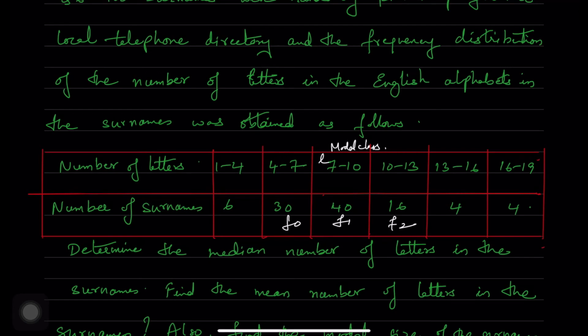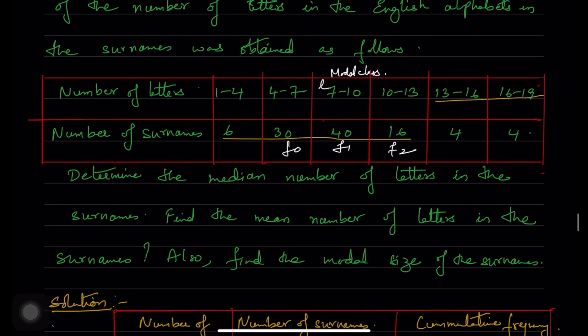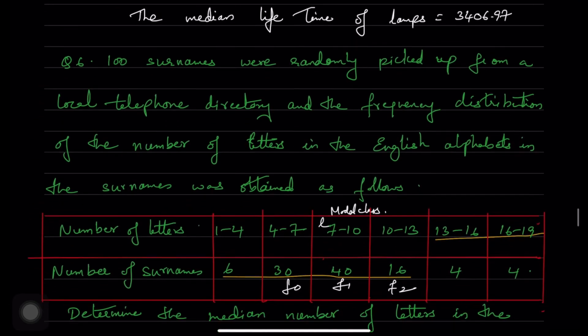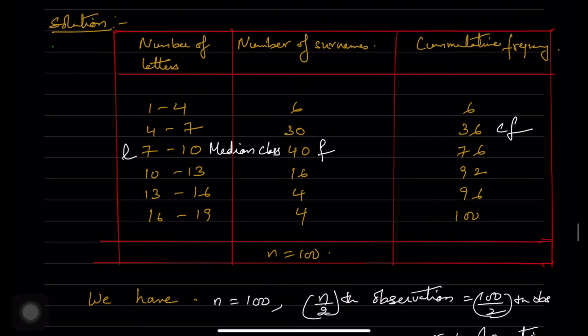Now here we have to determine the median number of letters in the surnames, find the mean number of letters in the surnames, and also find the modal size of the surnames. So in this basically we have to find out all the three. So first we are going to find out what is the median.